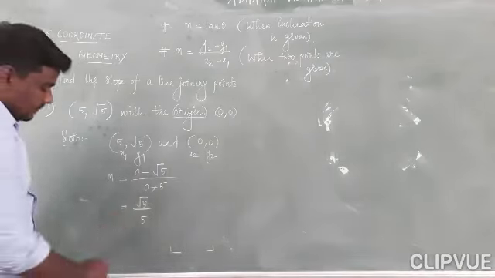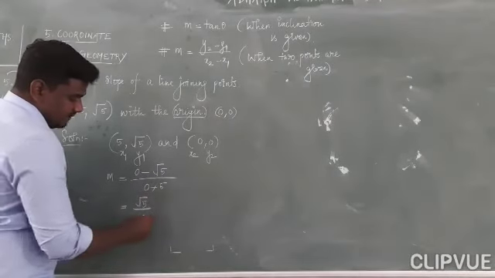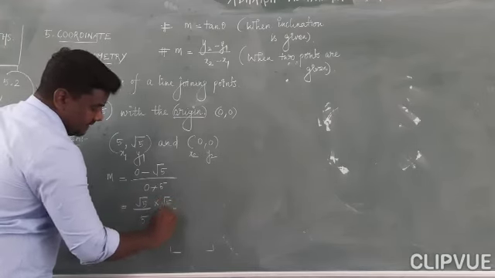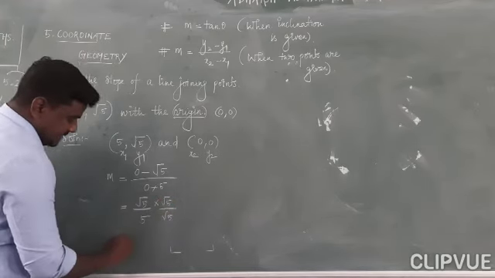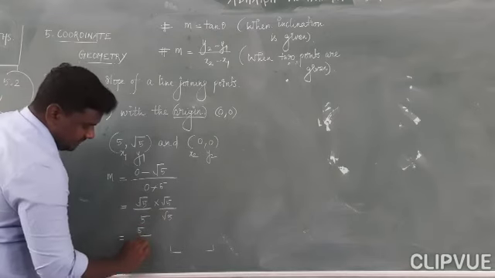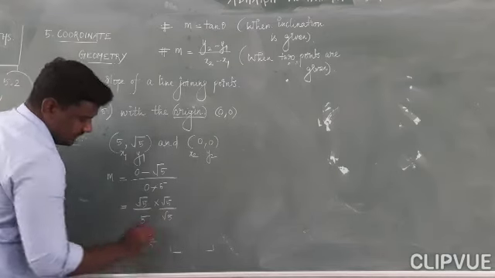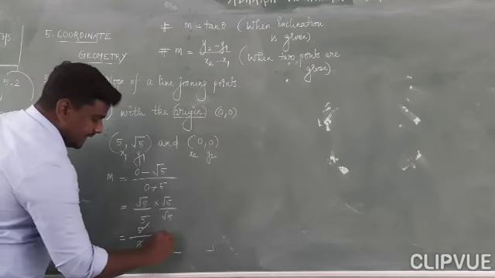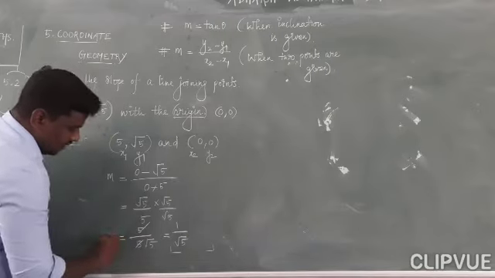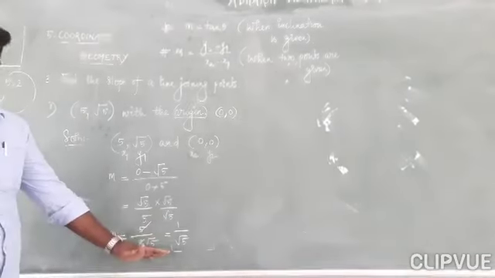Root 5 by 5. If you multiply and divide by root 5, you get root 5 into root 5 is equal to 5, divided by 5 root 5. This 5 will be cancelled. So you will get 1 by root 5. So the value of m is equal to 1 by root 5.